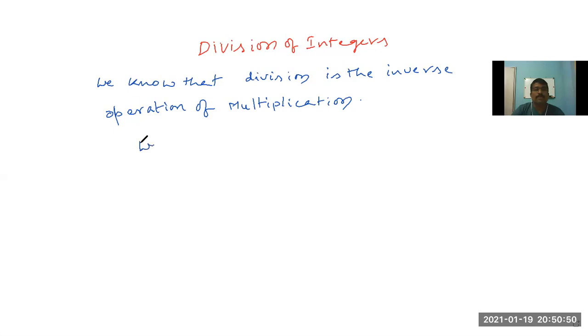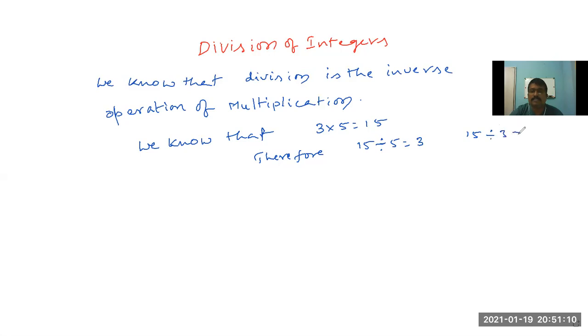So we know that 3 into 5 is equal to 15. Therefore, 15 divided by 5 is equal to 3, or 15 divided by 3 is equal to 5. This is the reverse of multiplication, the inverse operation of multiplication.